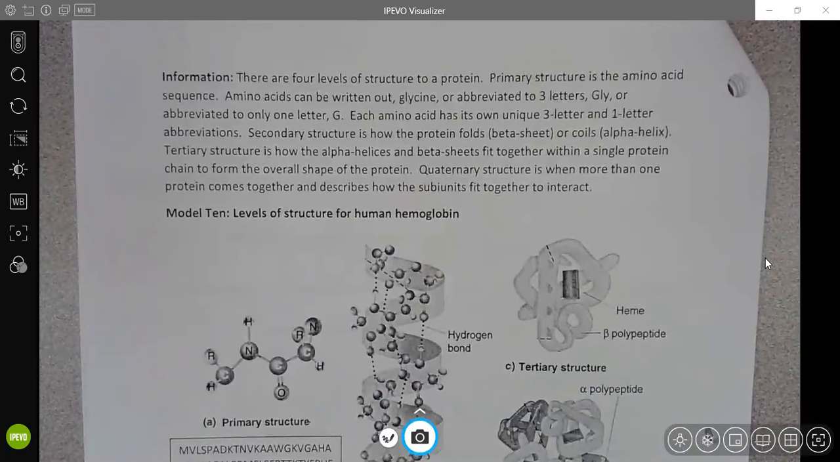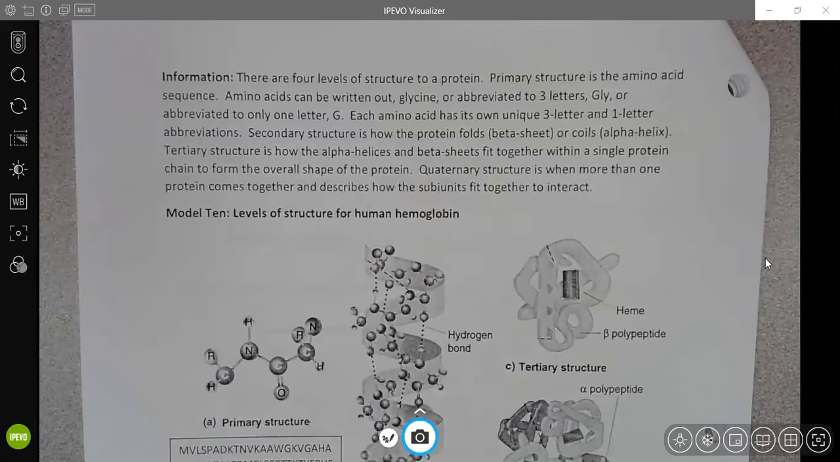So there are four levels of structure to a protein. So a protein, remember, is a sequence of amino acids. The primary structure of a protein is the amino acid sequence. Amino acids can be written out, like glycine is the simplest amino acid, or they can be abbreviated to three letters. GLY would be the three-letter abbreviation for glycine, or they can be abbreviated to only one letter. And for glycine in particular, that one letter would be G. These one letters will not always match the names of all of the amino acids, though. Each amino acid has its own unique three-letter and one-letter abbreviations.